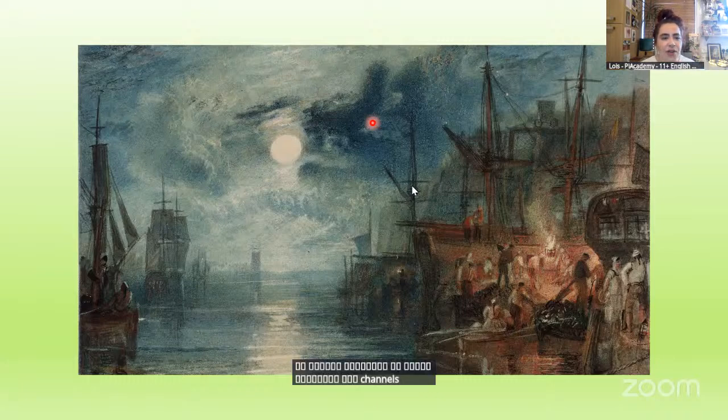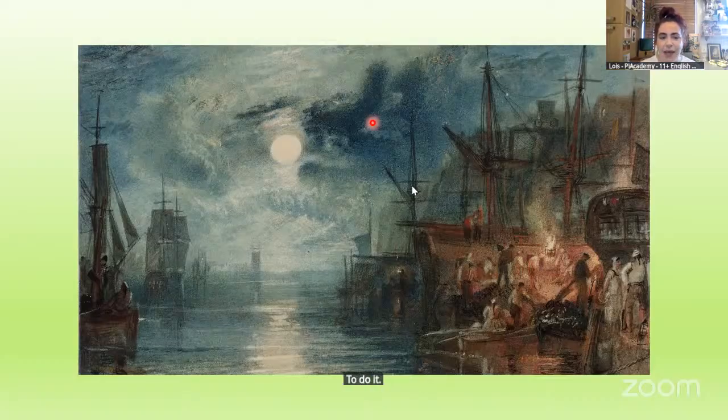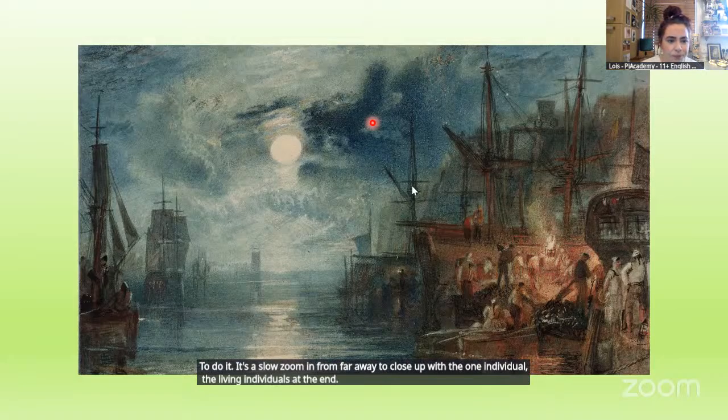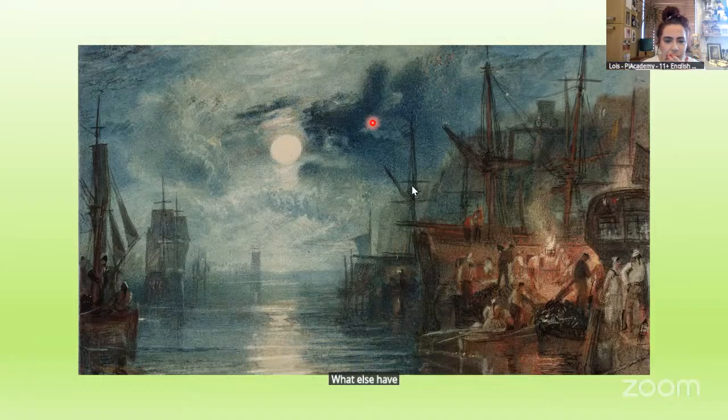Tanishka has said, I will focus on the dark blue sky with the moon. Yeah, paragraph one. Then I shall focus on the big ships and next the people and their work. Good. I mean, you've all pretty much nailed it. This is exactly how you need to do it. It's a slow zoom in from far away to close up with the individual, the living individuals at the end.